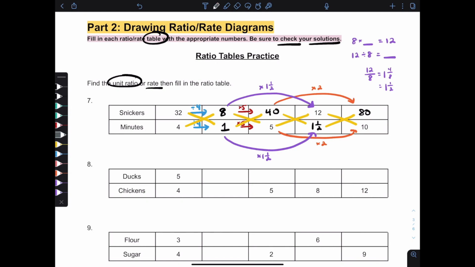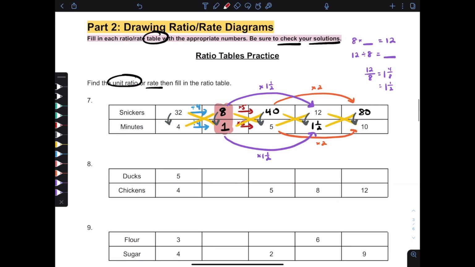And just so you're aware, you can also divide these to check it. 32 divided by 4 is just going to equal 8. 8 divided by 1 is 8. 40 divided by 5 is 8. 12 divided by 1.5 is 8. And 80 divided by 10 is also 8. That's kind of where the whole unit rate comes from. That's useful. Okay.